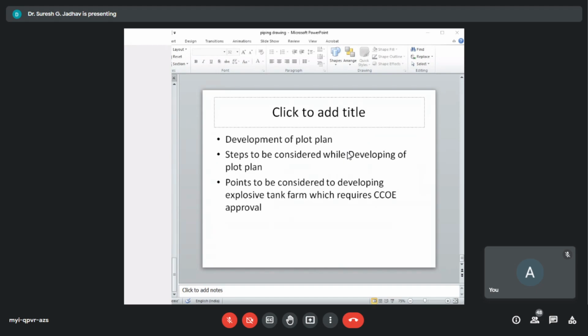Then interdistance based on the type and nature of the process. Then safety distance for the storage based on the relevant statutory regulations. Then what kind of points do we have to consider? Normally construction is permitted on a maximum of 50% of the plot area, with total built-up area equal to the area of the plant. That is what we call the floor space index, FSI.